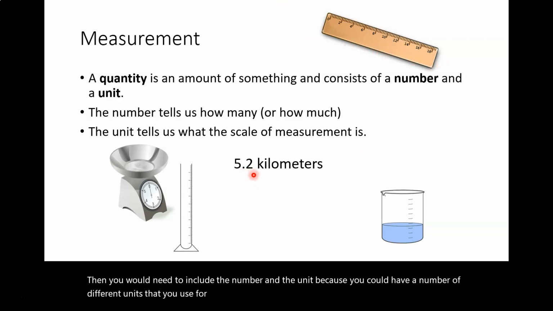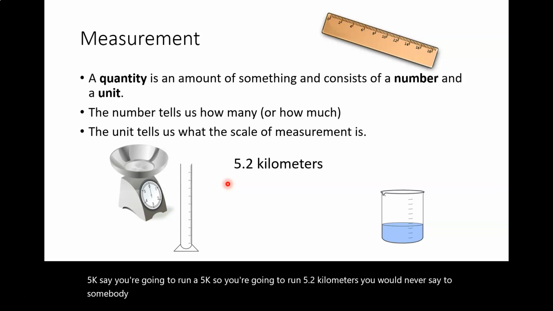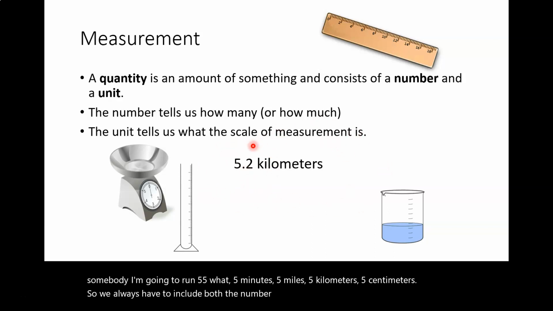So 5.2 kilometers. Say you're going to run a 5K, so you're going to run 5.2 kilometers. You would never say to somebody, I'm going to run 5. 5 what? 5 minutes, 5 miles, 5 kilometers, 5 centimeters. So we always have to include both the number and the unit. It's very critical for clarity.